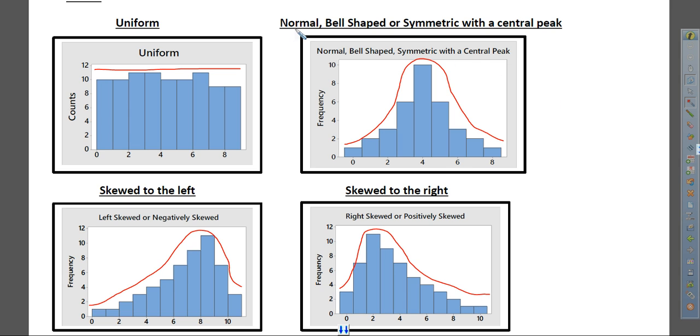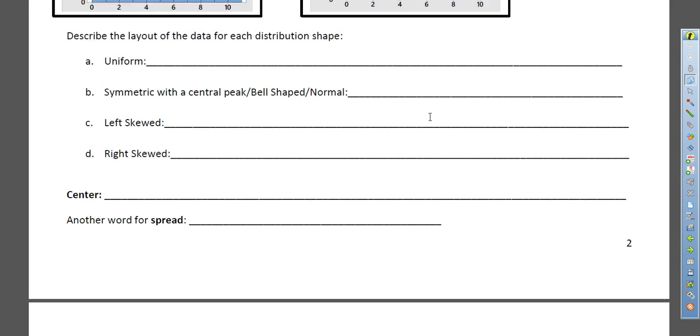And you could use any of this terminology: normal, bell-shaped, symmetric with the central peak. So let's describe each of these. How would we describe each of the graphs above? Well, uniform, what does uniform look like? Looks kind of flat. I might say evenly spread out.